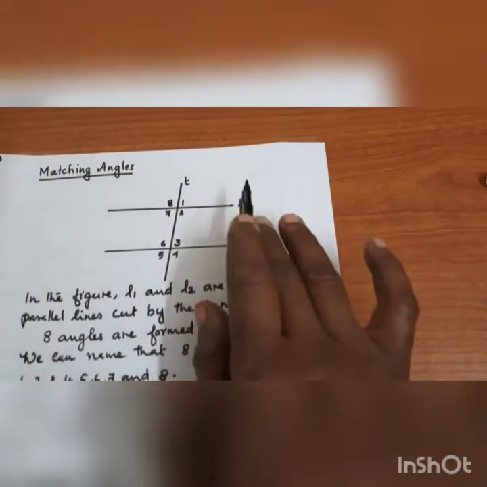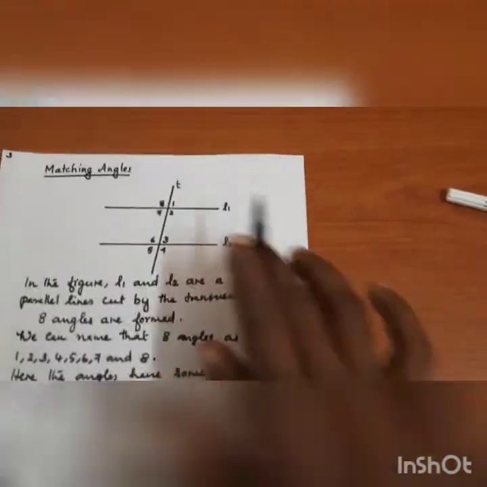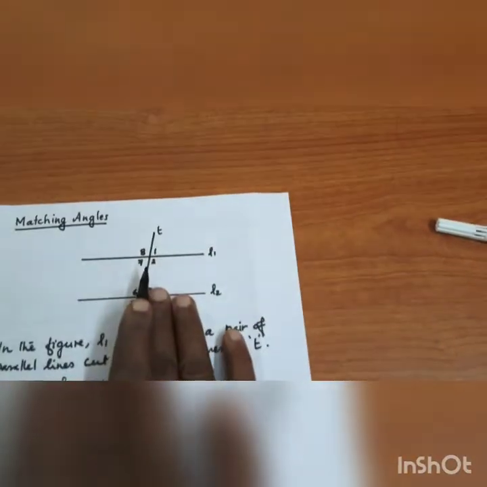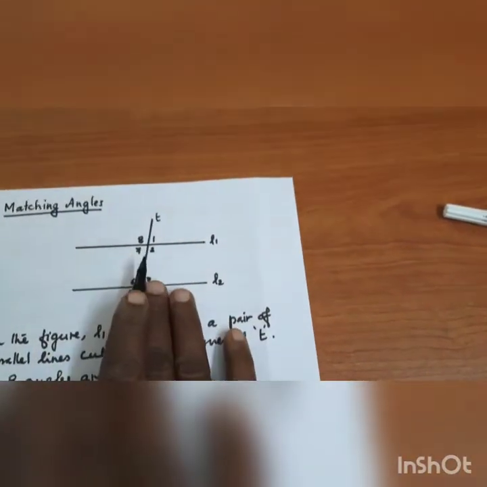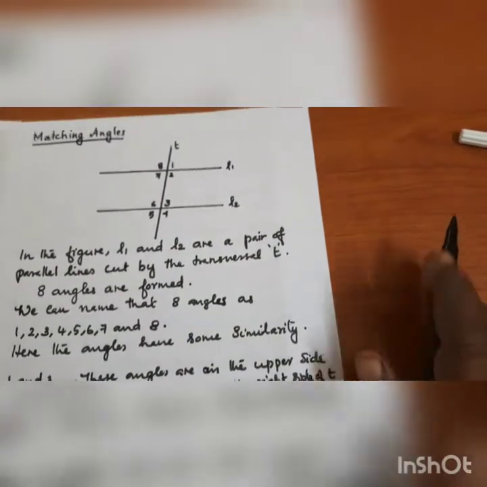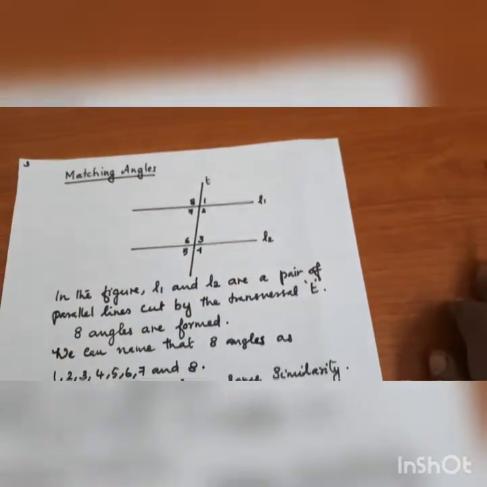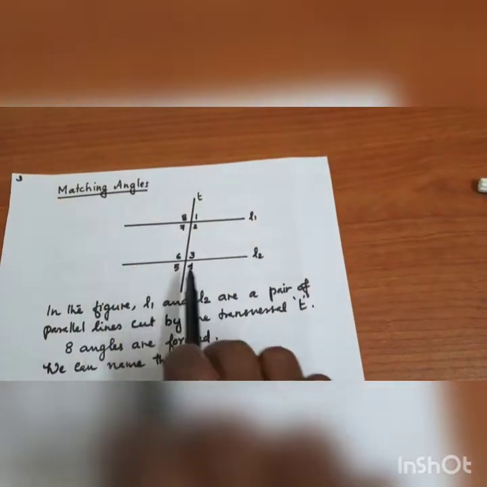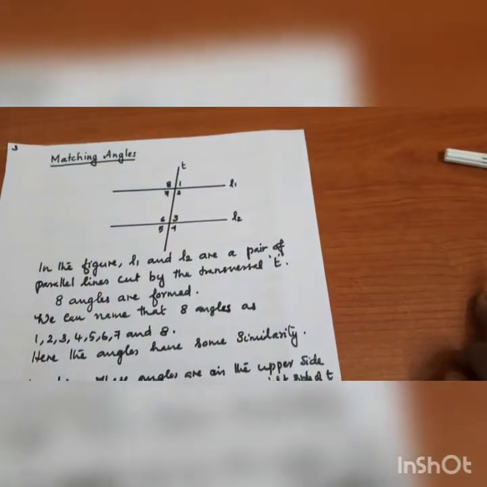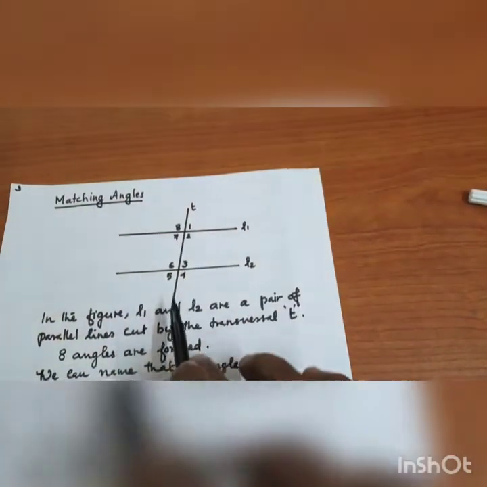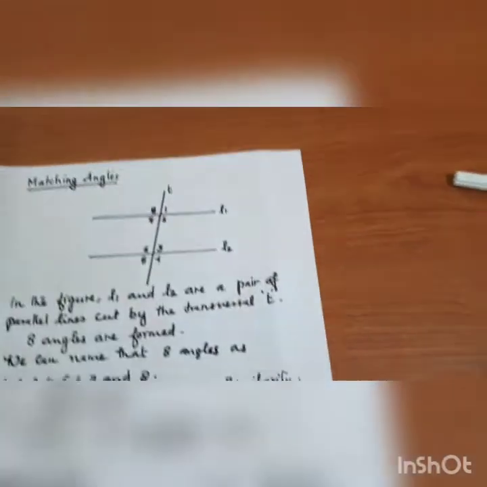Here also L1 and L2 are a pair of parallel lines. T is the line that cuts the parallel lines, so T is the transversal. Then 8 angles are formed, isn't it? Once again, if L1 and L2 are a pair of parallel lines and T is the transversal, 8 angles are formed. Then we number these 8 angles as 1, 2, 3, 4, 5, 6, 7 and 8.